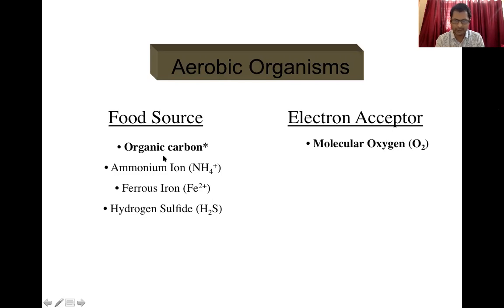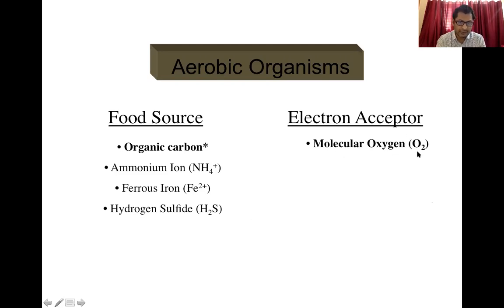Organic carbon, we use carbohydrate, and oxygen is used as the electron acceptor. Then there are some ammonium oxidizing bacteria which use this reaction. Then there are some iron oxidizing bacteria which do this reaction, like Geobacter. And then there's another group of bacteria which do sulfide oxidation, like Thiobacillus or Archaeobacter. These are the organisms which convert hydrogen sulfide back to sulfur, and the electrons are taken up by the electron acceptor, which is molecular oxygen.